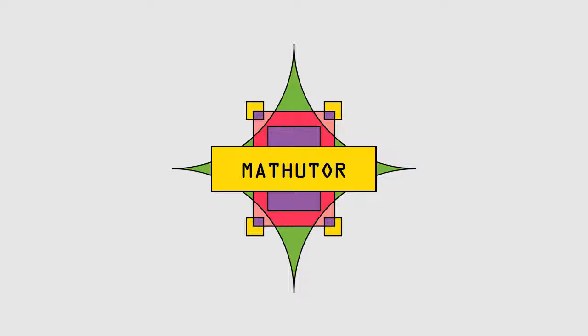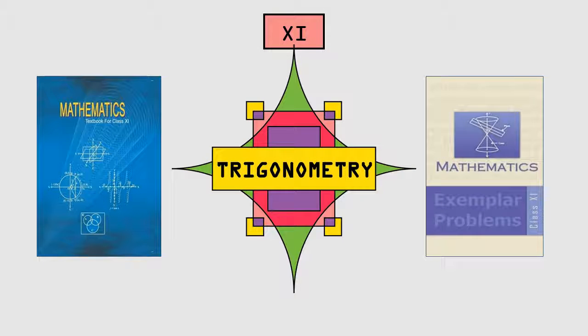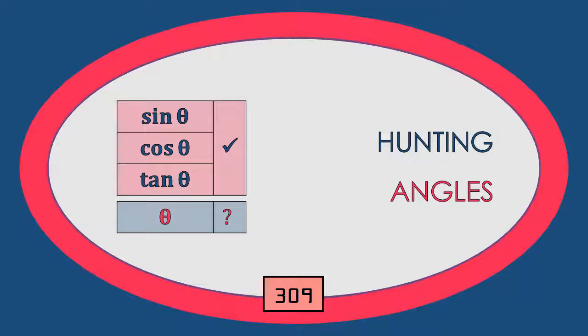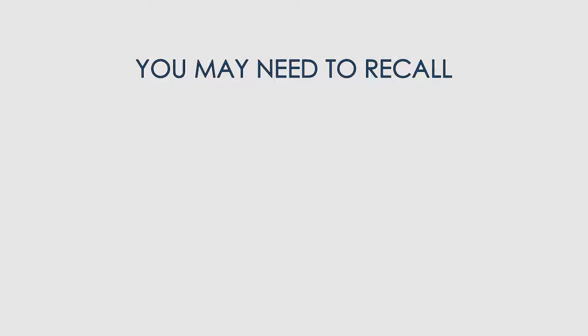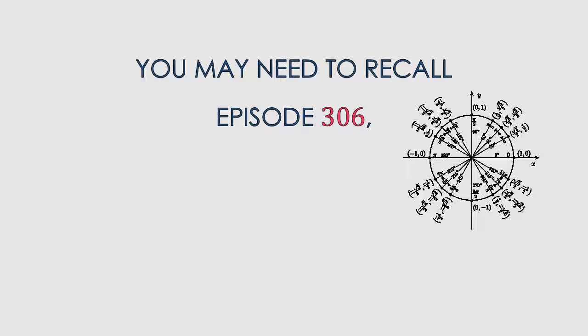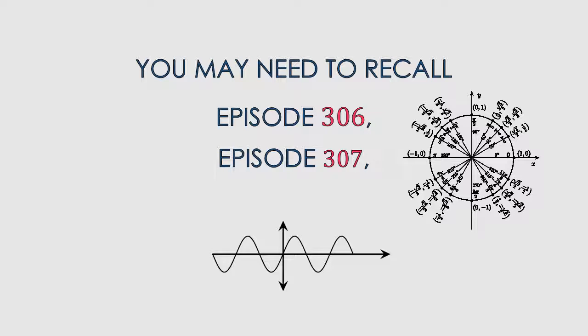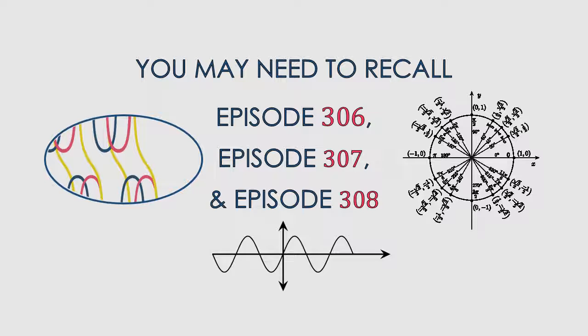We begin in continuation after Trigonometry 308. If you haven't watched episode 308, click on the link above. This is episode 309. Hunting angles for a trigonometric ratio. You may need to recall episode 306, Trigonometry Extended, episode 307, Trigonometric Graphs, and episode 308, lesser known trigonometric functions.